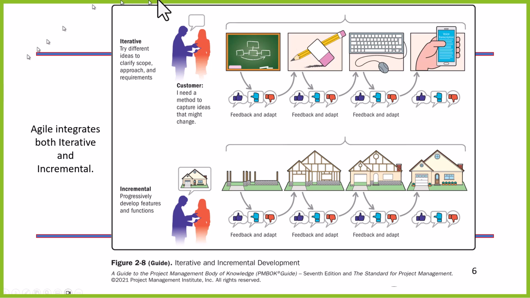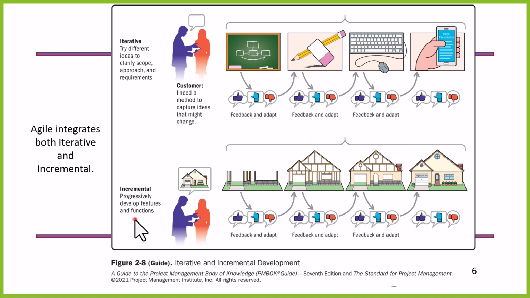So what is iterative? First of all, iterative, I have an idea. The idea is I need to capture ideas that might change. So you can see, first of all, we have a chalkboard that we might use to actually capture those ideas. We feedback and adapt based on this chalkboard. So then we come up with a notepad and a pencil. We'll capture our ideas there. All right, so that is feedback and adapt, and then we go to the computer. We capture ideas there, feedback and adapt, and then we end up with a smartphone. That's where we end up. So iterative, we're trying different ideas to clarify scope and the requirements for the project.